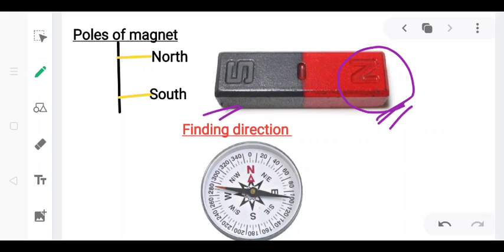Next is finding direction, and to find the direction we use a magnetic compass. As you can see in this figure, the image of a magnetic compass. A compass is a device used for determining direction by means of a magnetic needle. This needle is the magnetic one. The magnetic needle of a compass always points towards the north-south direction due to the pull of the earth's magnetic poles.